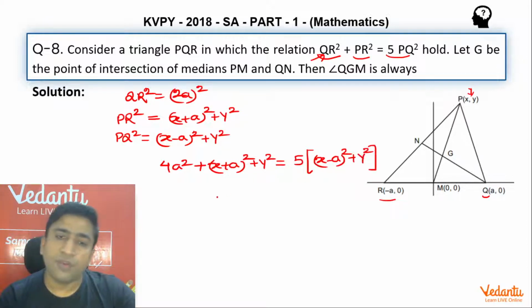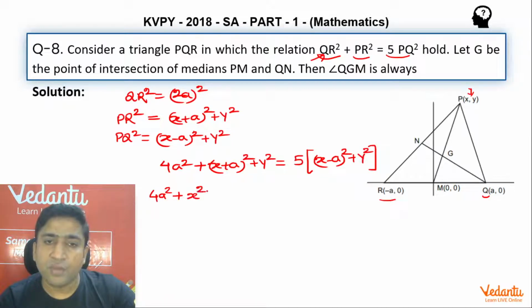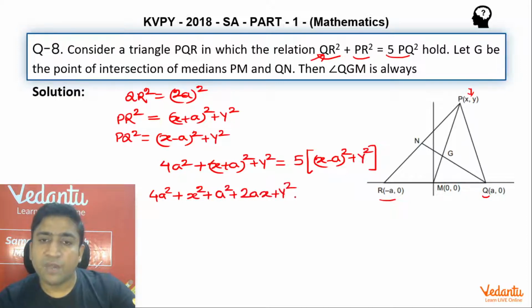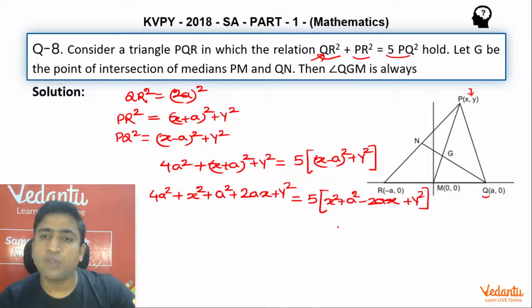So Bacho, for now I'm just going to simplify this equation. I'm going to open the perfect squares. I hope all of you will agree if I do it like this, x square plus a square plus 2ax plus y square. On the right hand side, I am going to have 5 times, inside the bracket, x square plus a square minus 2ax plus y square. I'm sure Bacho, all of you will agree, right?